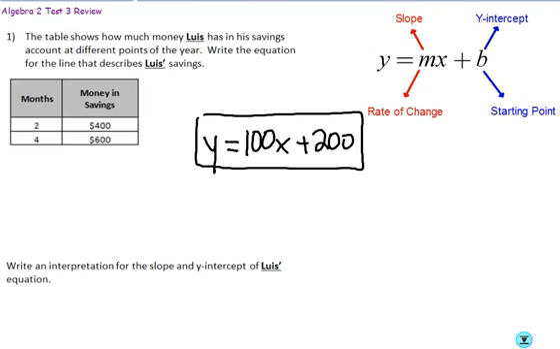All right, let's check your work for number 1 on the right side. You should have got y equals 100x plus 200. The interpretation on this would be that Luis started the account with $200, and then he saved $100 per month. I didn't write it out, but that would be the interpretation there. Luis opened the account with $200 and saved $100 per month.